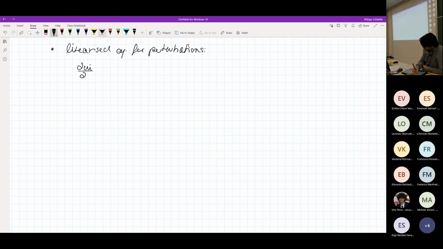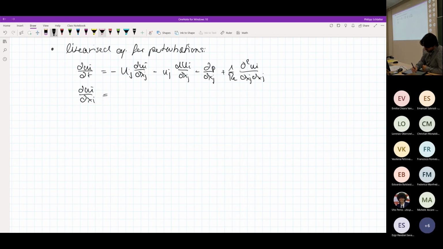∂u_i/∂t equals minus u_j ∂u_i/∂x_j minus u_j ∂u_i/∂x_j minus ∂p/∂x_i plus 1 over Reynolds ∂²u_i/∂x_j∂x_j, and then we have to continue with the equation ∂u_i/∂x_i being 0. So for the time being, these are still the general equations.